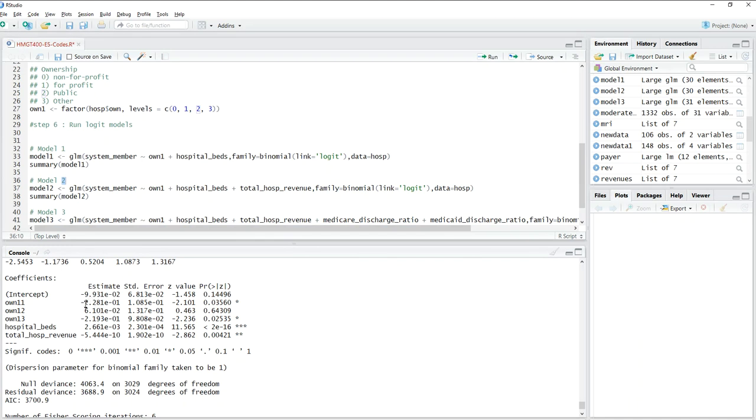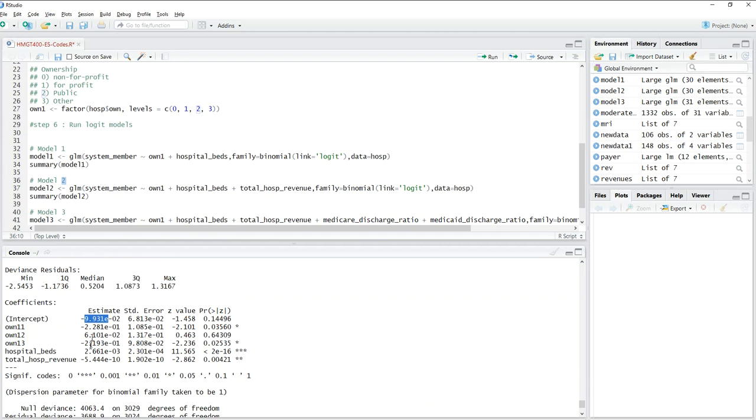Okay, the ownership is minus, still minus. Can report this. And okay, the ownership number 2 positive, not significant, the same, probably not, just didn't change a lot here. The hospital revenue is minus. It does mean being a system member reduces the hospital revenue. Maybe the reason is most of them are public.